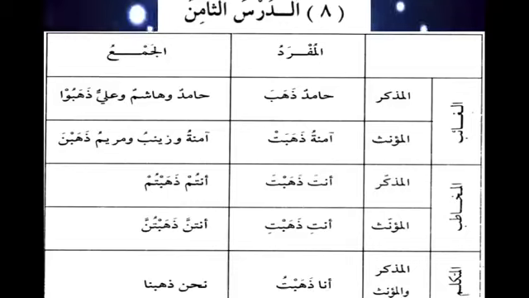dhahabna, hunna dhahabna, anta dhahabta, antum dhahabtum, anti dhahabti, antunna dhahabtunna, ana dhahabtu, nahnu dhahabna. So we are very much familiar with this. We can also do the duals. We can do the full 14 conjugations.